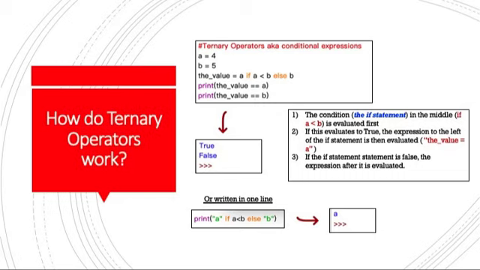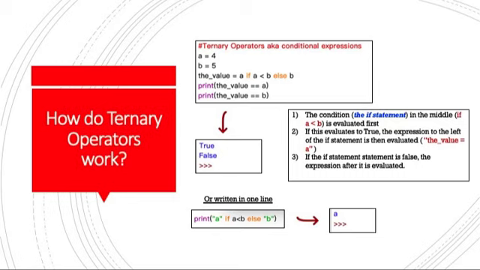Okay, so what happens? The condition, the if statement in the middle of this conditional expression, is evaluated first. If A is less than B, that's the first thing evaluated. If that evaluates to true, the expression to its left is then evaluated, and that is the underscore value equals A. If that statement is false, the expression after the else is evaluated. So you see the first one returns true because A was less than B. The variable, the value does equal A. And of course the second one was false because it doesn't equal B.